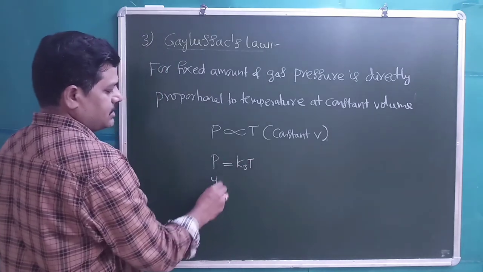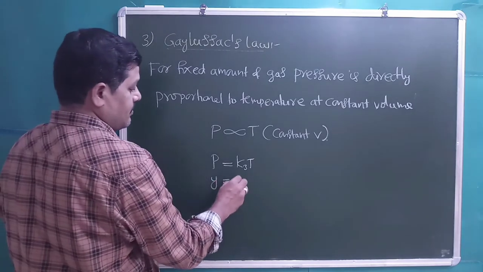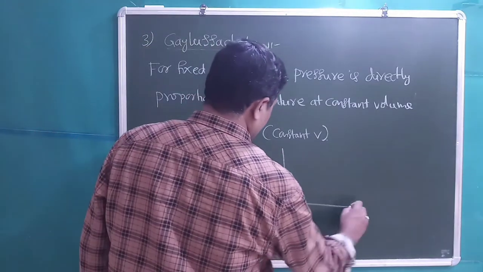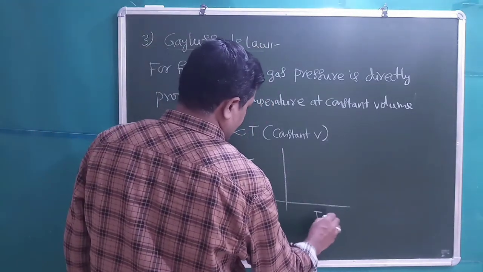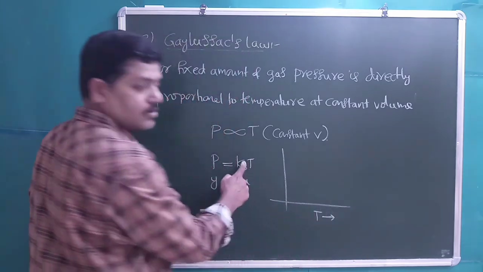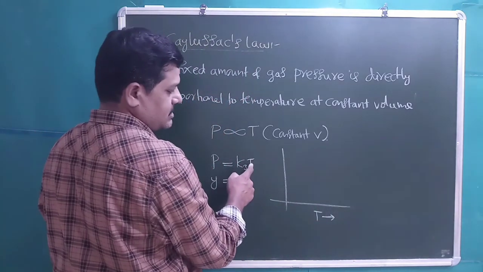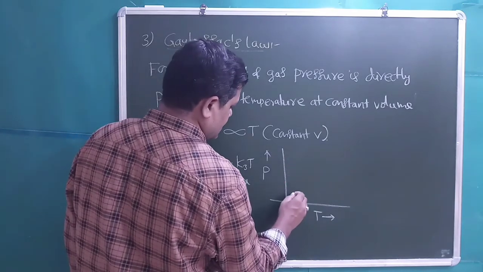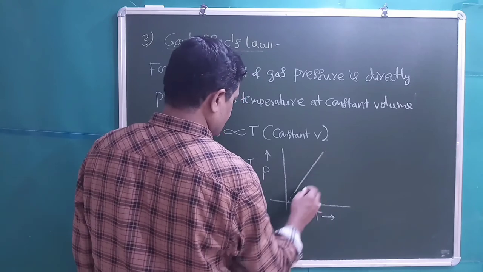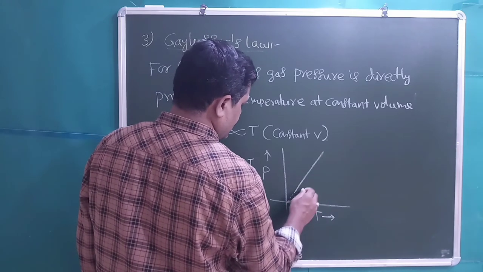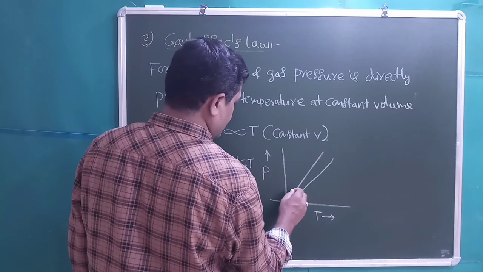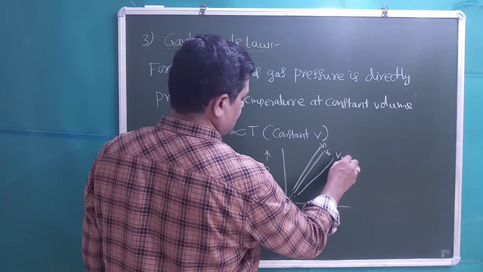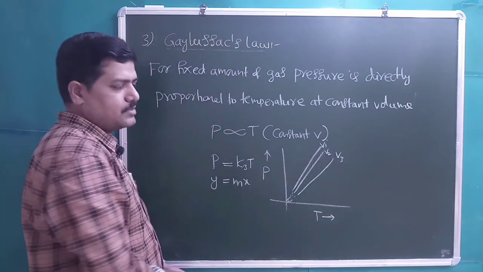Students, this is in the form of Y is equal to mx, a straight line which is passing through the origin, right? Here, temperature we are taking on the x-axis, so the x coordinate is temperature and the y coordinate is pressure. A straight line passing through the origin we will get, right, at three different volumes. If you consider this graph, three different volumes, assume this is V1, V2, V3. Let us find out the order of these volumes.